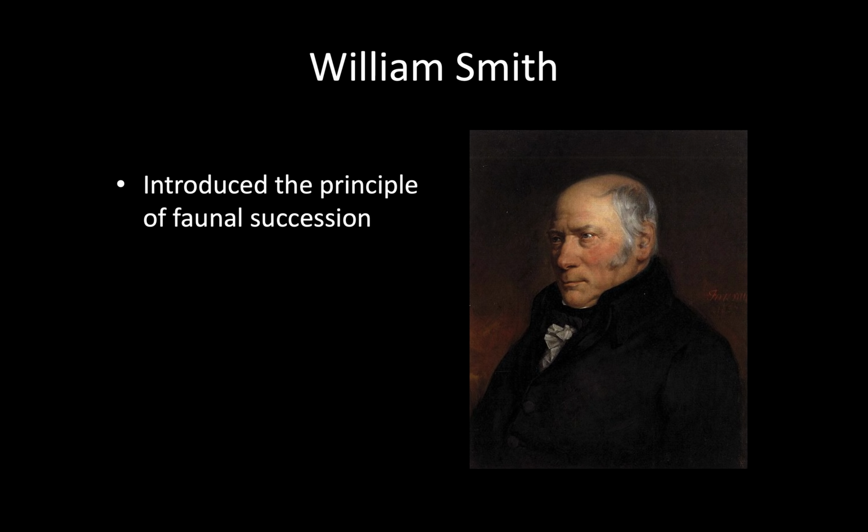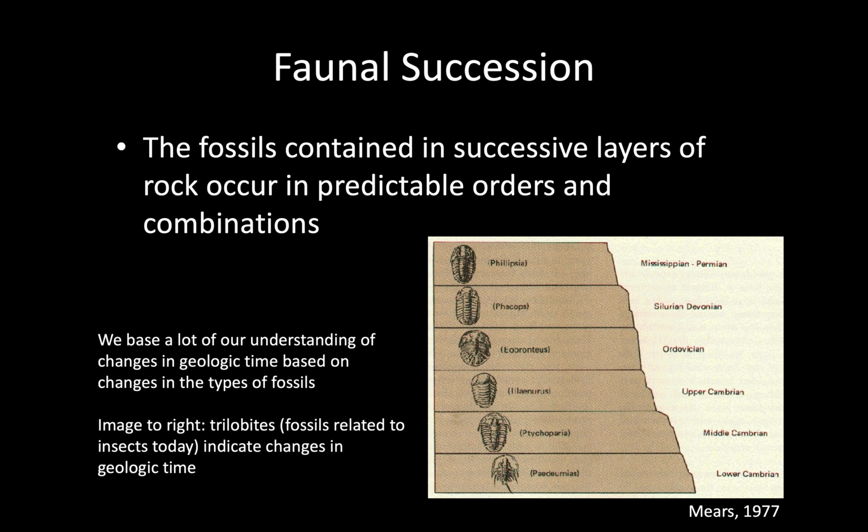All right, William Smith. William Smith is an interesting person. He was born fairly in the lower class in the United Kingdom, but he loved geology, so he actually spent a significant amount of his time and money making some of the first geologic maps of the United Kingdom. So faunal succession is something he came up with while he was making his maps. Faunal means animal, succession means changes through time.